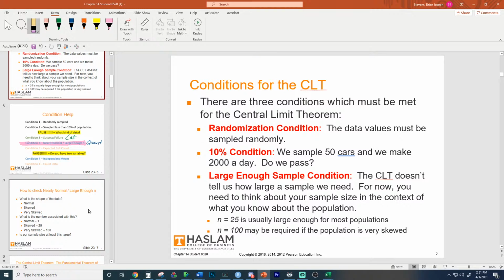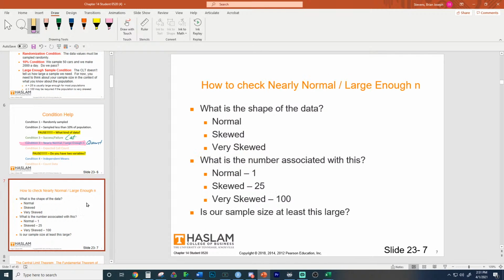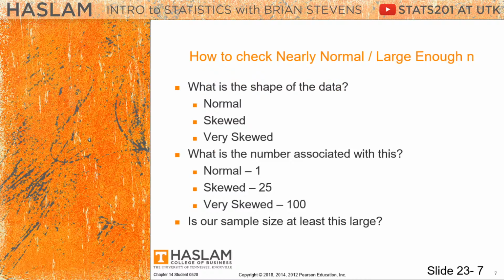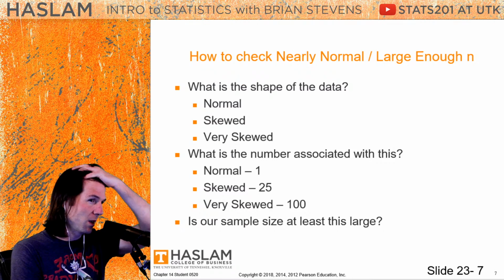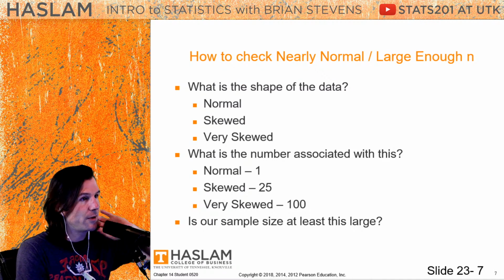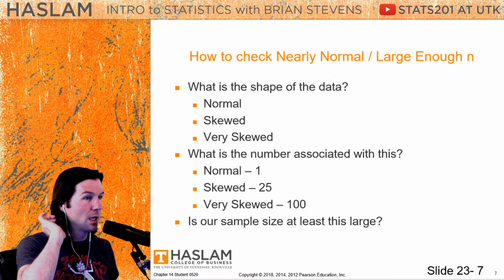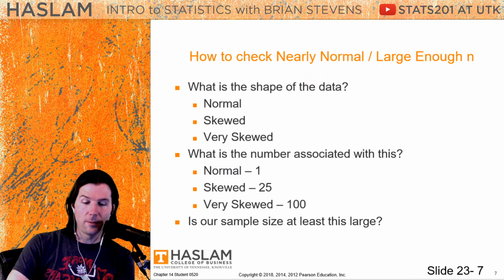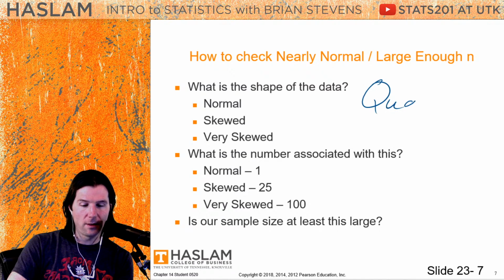I couldn't find that yesterday, even though it was at the bottom of the slide. My brain just blanked. But I like to say it this way. Here's my summary of the condition and the way to think about the nearly normal or large enough n condition. And this is for quantitative data. Make sure you know this is for quantitative.